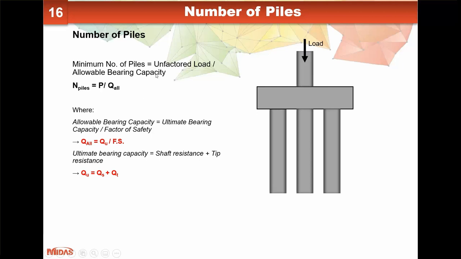So the minimum number of piles is equal to the unfactored load divided by the allowable bearing capacity, where the allowable bearing capacity is the ultimate bearing capacity divided by the factor of safety. And then the ultimate bearing capacity is equal to the shaft resistance plus the tip resistance of the pile. So that is for a single pile.